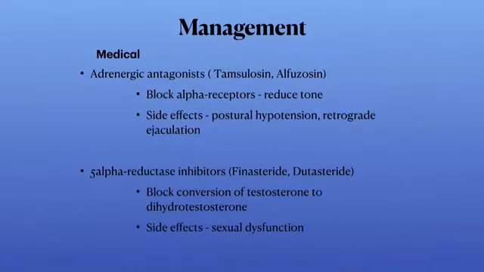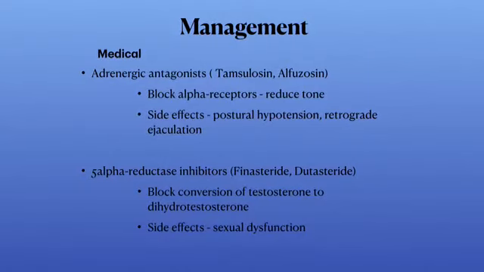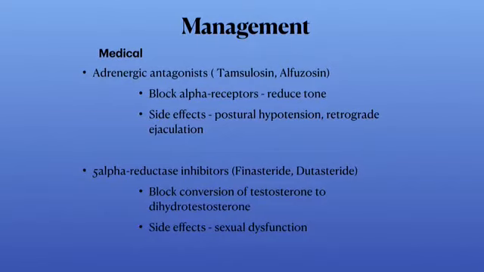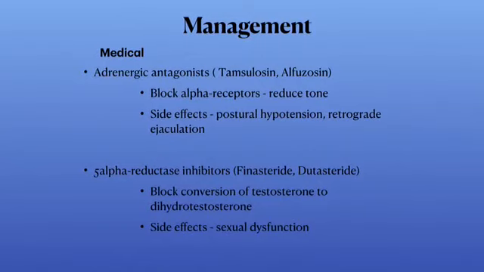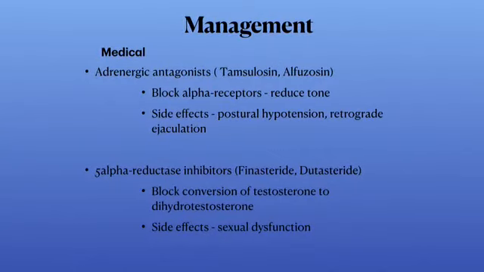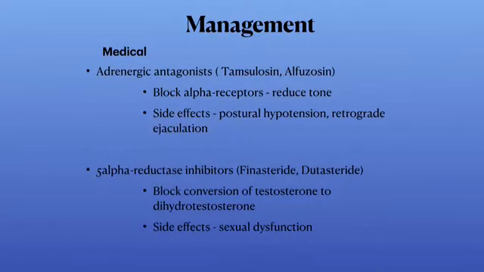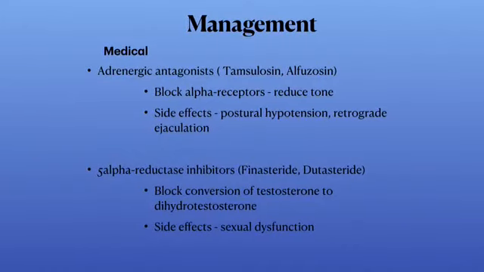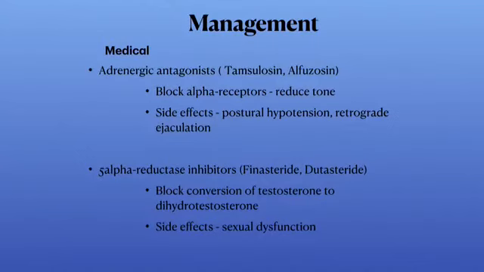Okay, the medical management involves two main types of drugs. These are alpha adrenergic antagonists, including tamsulosin and alfuzosin, and 5-alpha reductase inhibitors, including finasteride and dutasteride. Alpha antagonists block the alpha receptors and reduce the tone of the prostate. Some side effects of these include postural hypotension and retrograde ejaculation. 5-alpha reductase inhibitors block the conversion of testosterone to dihydrotestosterone, which is more potent. Side effects include sexual dysfunction, but this is thought to be short-lived and patients can be reassured.